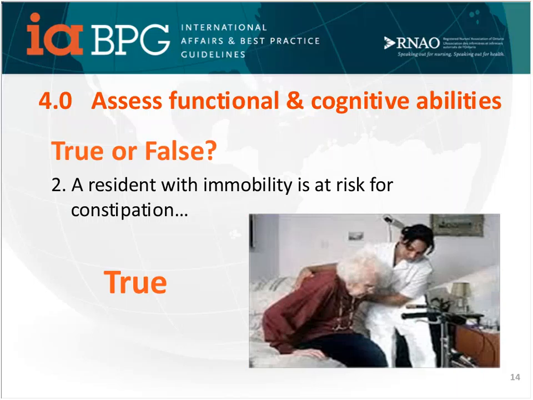You need to look at things like the resident's functional abilities, their ability to eat and drink, their cognitive status. Can they communicate their needs to have a bowel movement? Can they follow simple instructions? The recommendation is more in-depth.